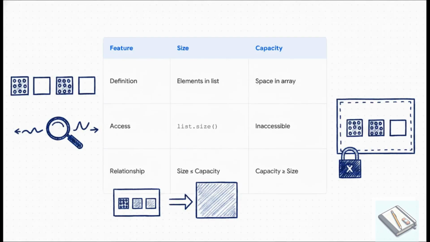And this whole process introduces two really important concepts, size and capacity. Size is easy. That's just how many things are actually in your list right now. You get it with list.size(). Capacity, on the other hand, is the total number of slots in that hidden internal array. It's how many items you can have before it's forced to do that resizing dance again. The one thing to always remember is that your size is always less than or equal to the capacity.